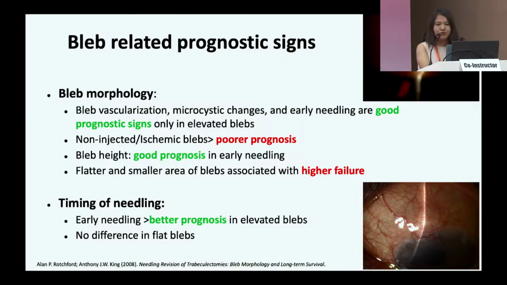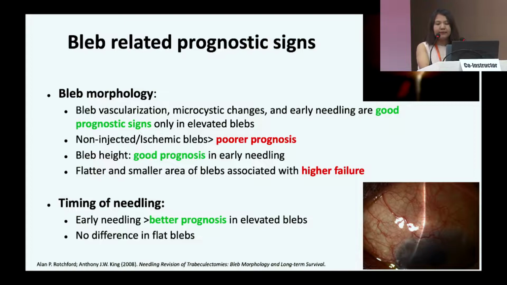So coming to the morphology of the bleb, that will give us a few clues whether the surgery is going to succeed or not. Bleb vascularization, microcystic changes, and timing of needling are considered to be good prognostic signs only in elevated blebs, but not in all cases. This is correlated by the fact that having these characteristics of vascularization and some microcystic changes shows that the remodeling phase of the primary trabeculectomy is still going on, and there is scope of further resurrecting or improving the outcomes. Other cases like non-injected or ischemic blebs carry a poorer prognosis.